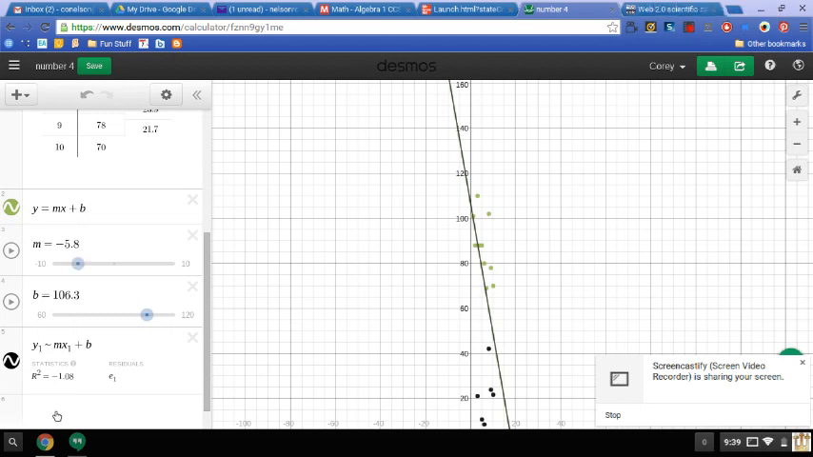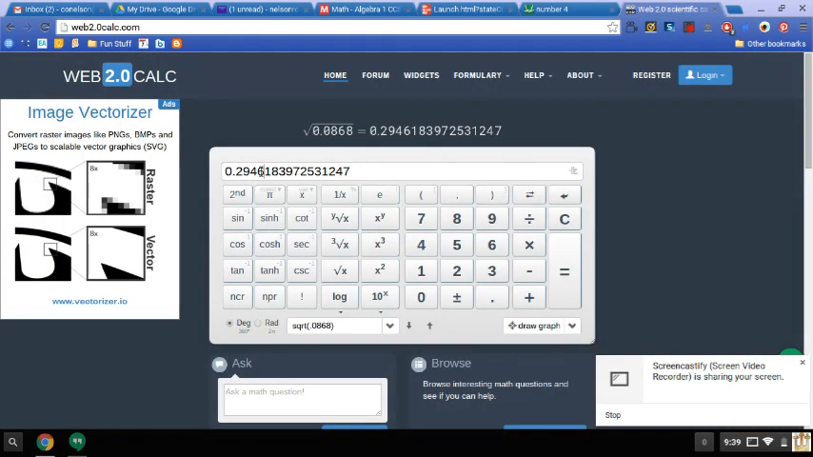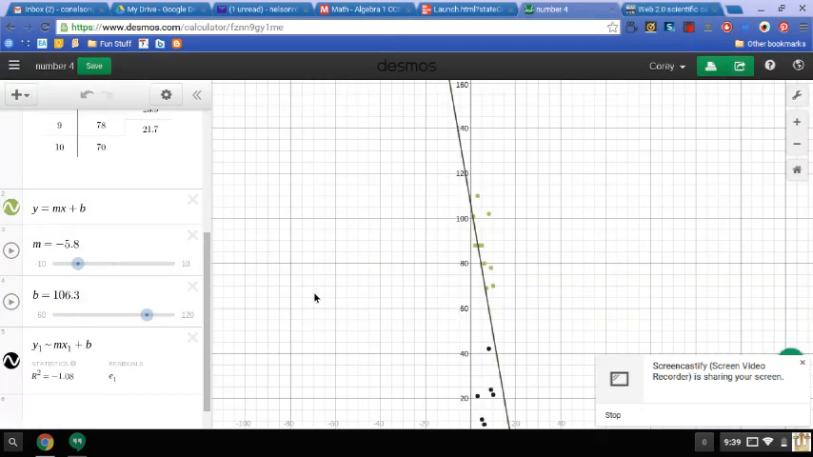Now, if I take 1.08, and I do the square root of that, that's a 1.04. That's a pretty good one. So actually, my best fit line fits the data better than just doing it with this equation first.